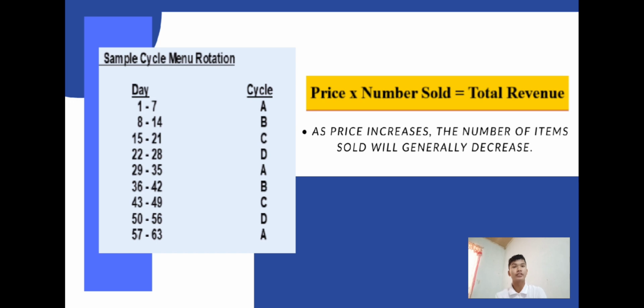Sample cycle menu rotation. Day 1 to 7, Cycle A; 8 to 14, Cycle B; 15 to 21, Cycle C; 22 to 28, Cycle D; 29 to 35, Cycle A; 36 to 42, Cycle B; 43 to 49, Cycle C; 50 to 56, Cycle D; 57 to 63, Cycle A.